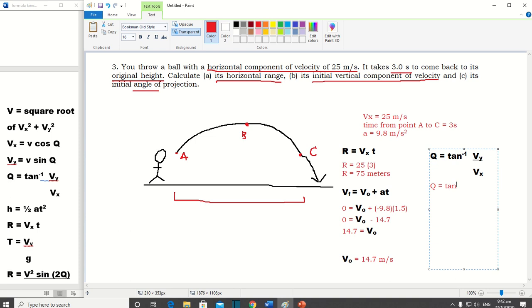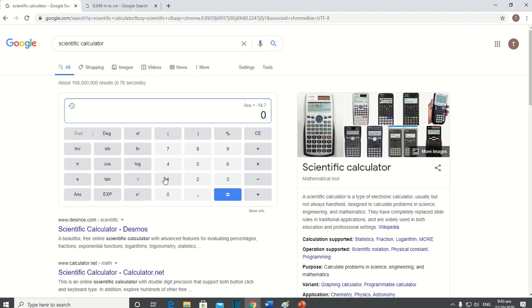Tangent. Base to negative 1. Ayan. Ang V sub Y natin is 14.7. So, sulat lang natin. 14.7 all over sa ating V sub X na 25. Oh, ayaw nyo magbaba. Enter na lang. 25. Ayan. So, ngayon, Q or theta is equal to, tingnan natin, 14.7 divided by sa ating 25 meters per second na V sub X.